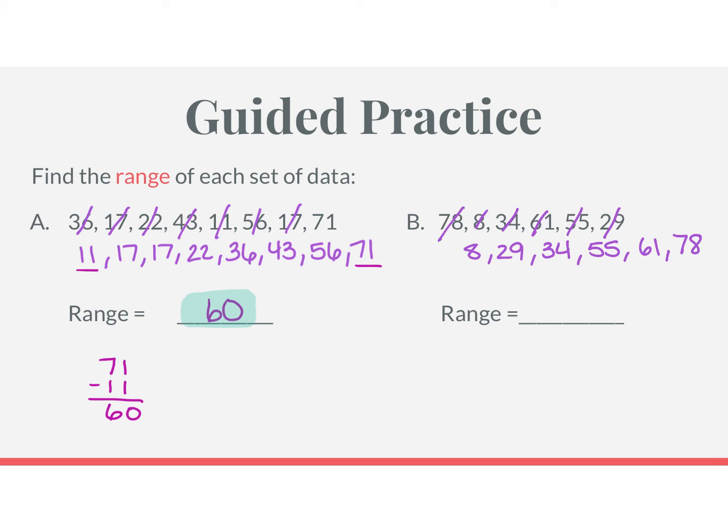Next, we'll look for our smallest value and our largest value. 8 is our smallest value, and 78 is our largest value. So we will find the difference of the two. 78 minus 8 is 70. So our range for this data set is 70.